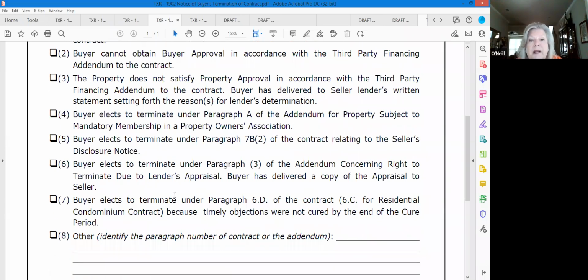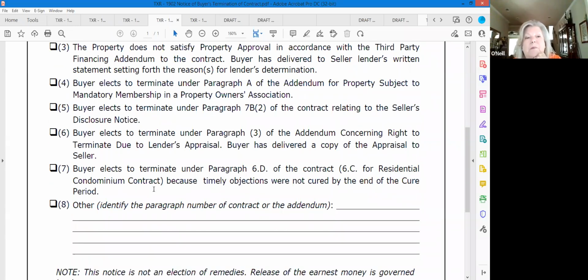Paragraph 5, buyer elects to terminate under 7B2 of the contract relating to the seller's disclosure notice. This is how we know how many bad listing agents there are in the world. If you get to use 7B2, that means your buyers are going to receive the seller's disclosure within so many days. And upon receiving it, they have the ability to terminate the contract for no reason. Just use that provision. No listing agent worth anything would ever allow their sellers to disclose that and use that provision.